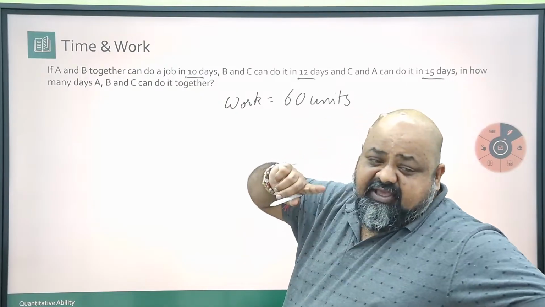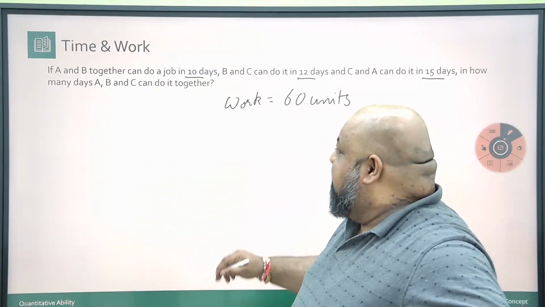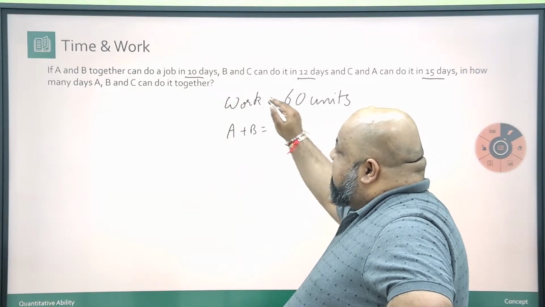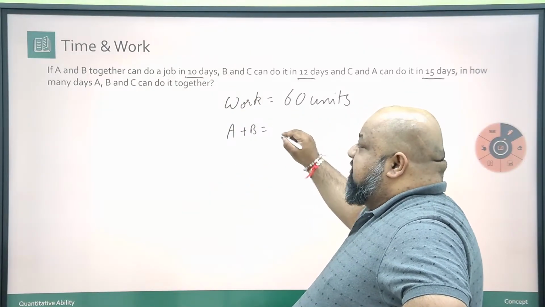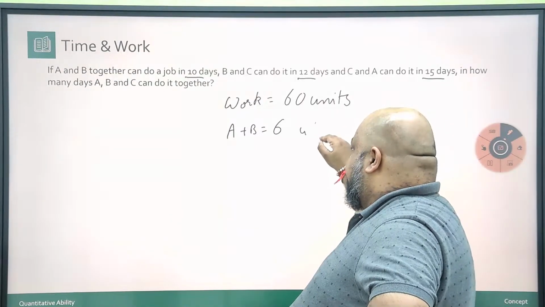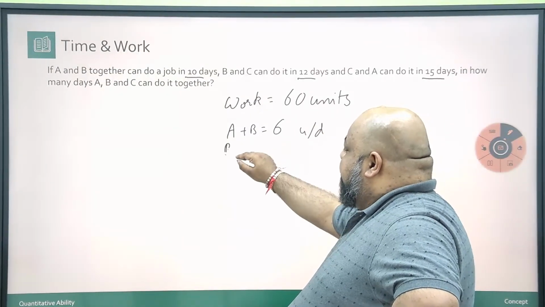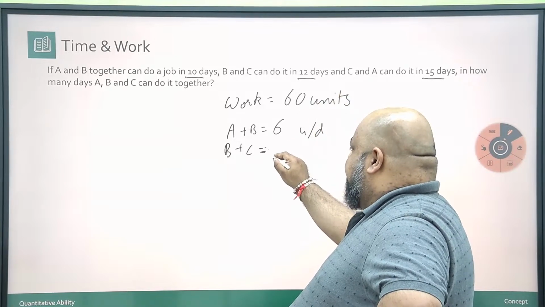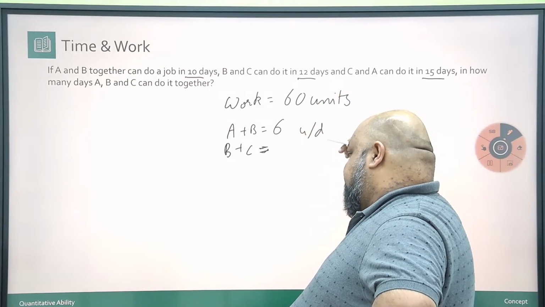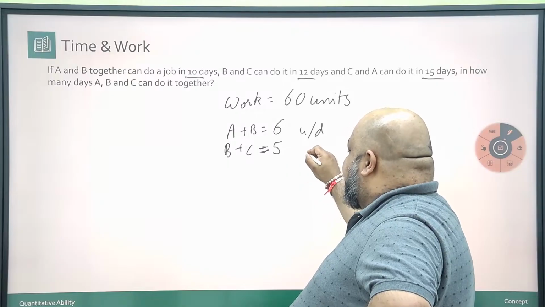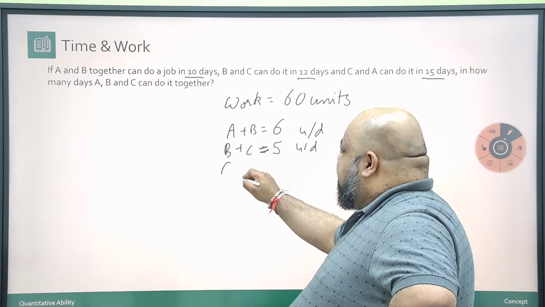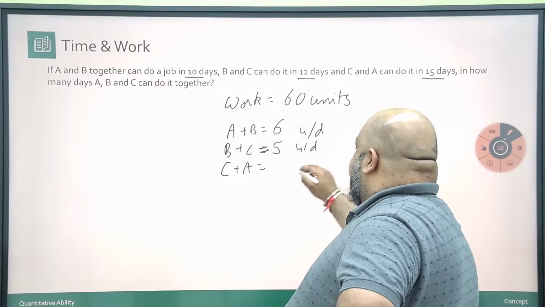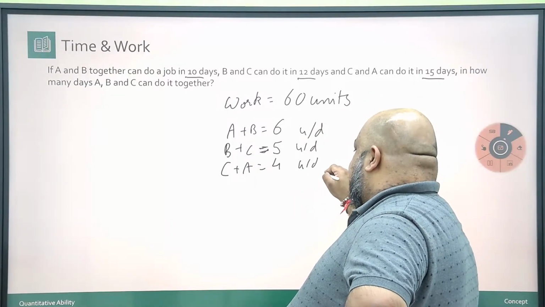Let the efficiencies of A, B, C individually be A, B, C respectively. Therefore, A plus B together are doing 60 units in 10 days. 60 by 10, 6 units per day. B and C together are doing 60 units in 12 days. Therefore, 60 by 12, 5 units per day. C and A together are doing 60 units in 15 days. 60 by 15, 4 units per day.